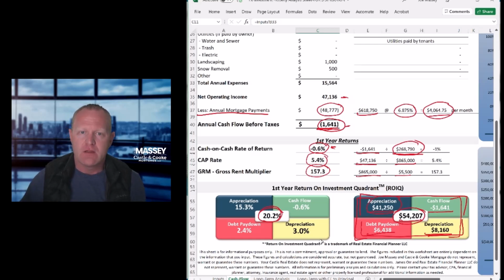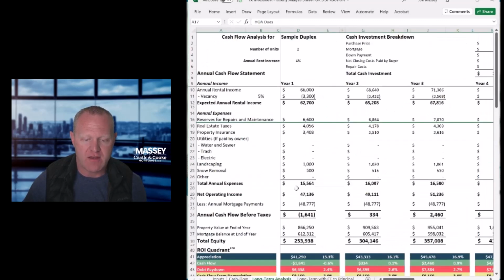So now let's look at our additional tabs. We've looked at year number one. That's what this cash flow tab is telling us is year number one. Let's go and check out our long-term analysis. This now shows us year number one. It's our same cash flow tab.